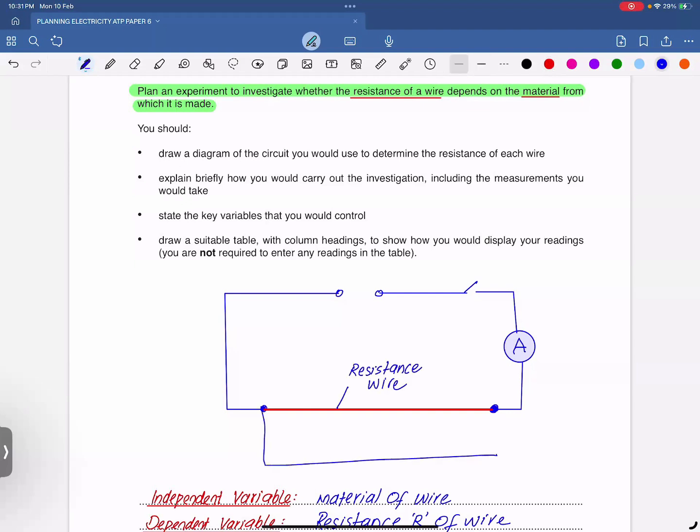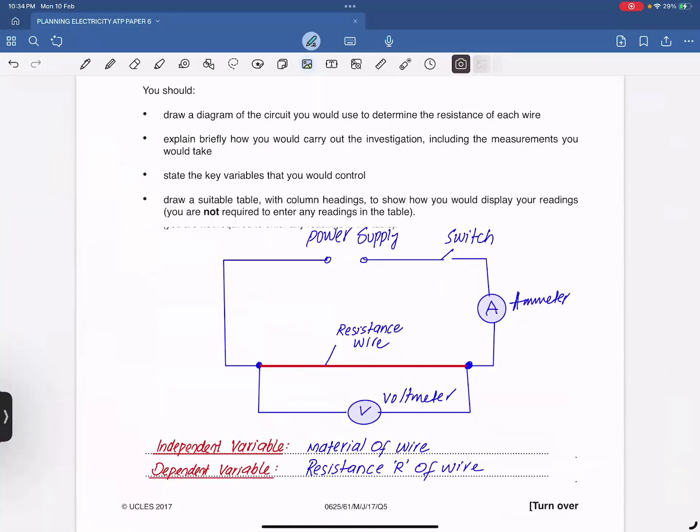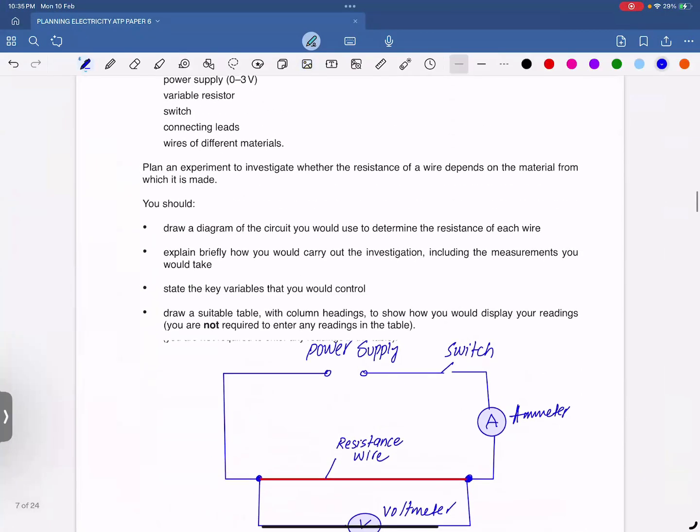Now over here, we need to connect a voltmeter, labeled V. So this is the power supply, this is the switch, ammeter, voltmeter. I'm not using the variable resistor at all, so let's go ahead to the next section. So diagram done.